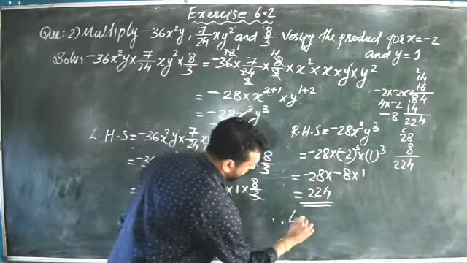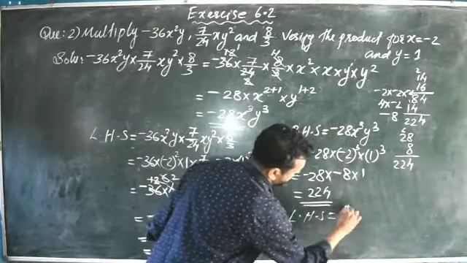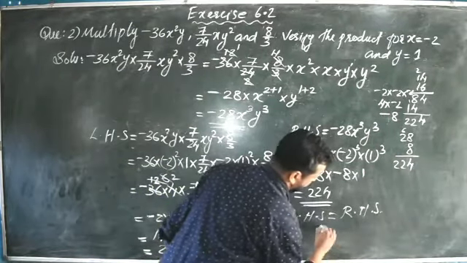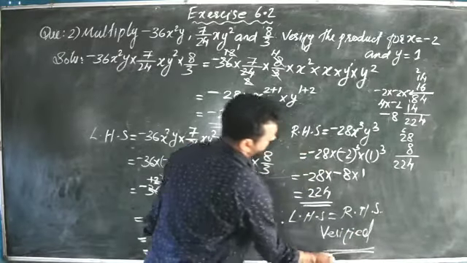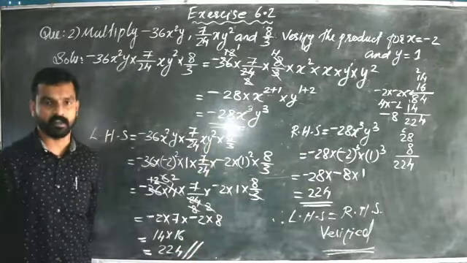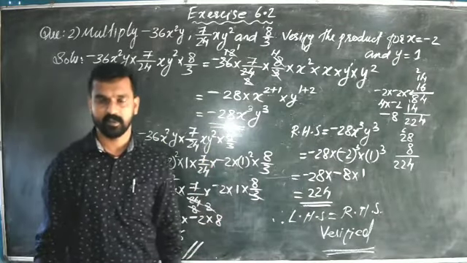Therefore we can write left hand side is equal to right hand side, and verified. That means our product is correct. Then next question, question number 3.